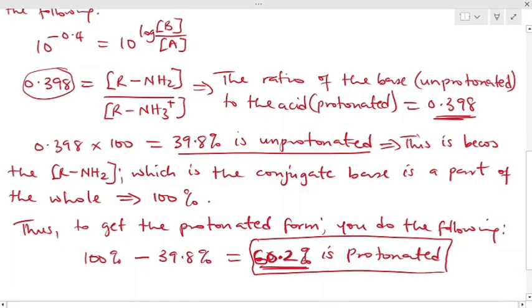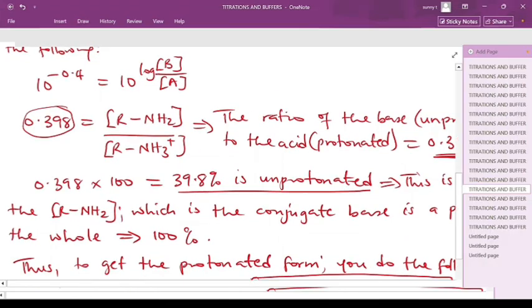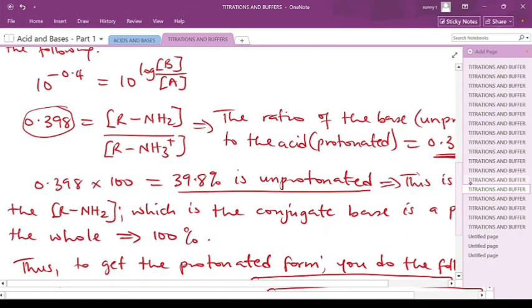Rather, the ratio itself of both was used because the question is asking for a percentage, and the percentage is what part of the whole. So that is simply the answer to example 1. We'll look at example 2 on the next page.